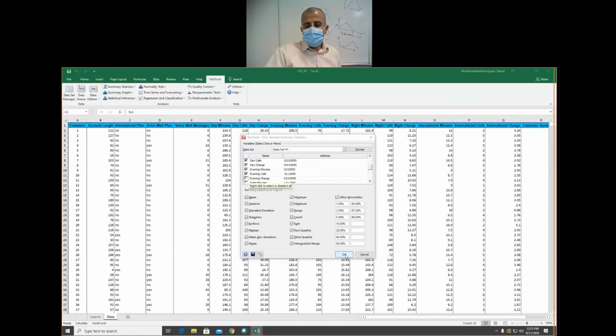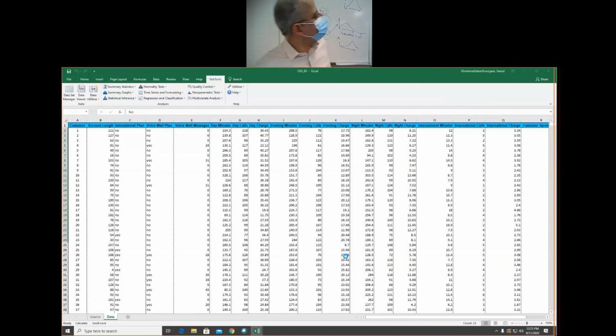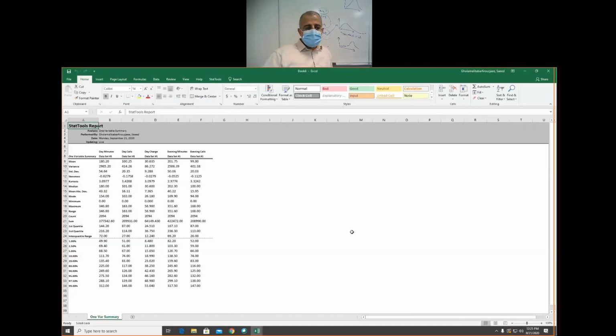This stat tool makes everything very simple. With just one click, you can get the report for all these variables. Mean, for example, for the day minute is this one, variance, skewness, very little skewness, median and mean are the same. With these two measures, we can check whether the distribution is symmetric or not.